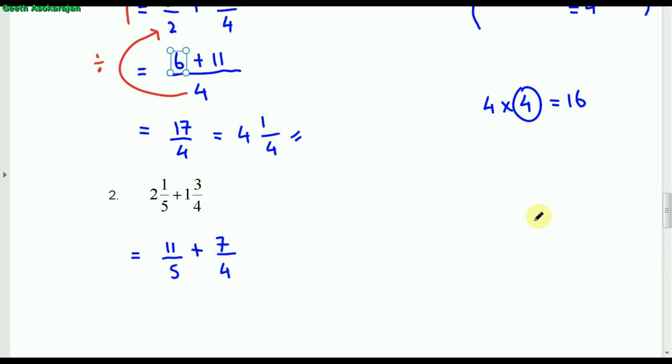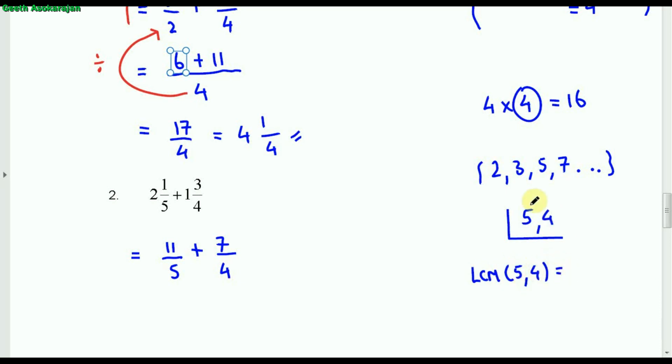So the denominators are not the same. So let's find the lowest common multiple. I'll write down that 5 and 4 here. And I'll list the prime numbers 2, 3, 5 and 7 above. And as you can see, looking at these numbers 5 and 4, I can't divide them both, giving numbers without a remainder. So we stop the process and we say that the LCM of 5 and 4, so when I multiply the 5 by the 4, 5 times 4, 20. So 20 being the LCM of 5 and 4.